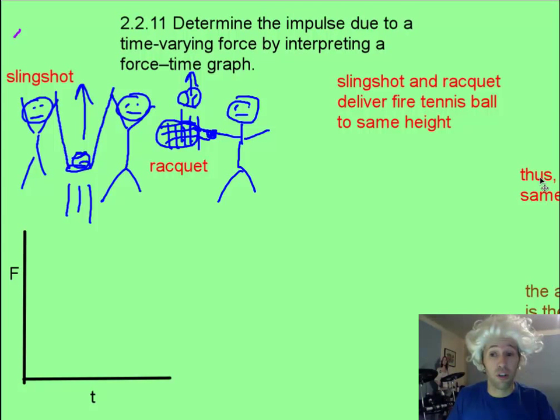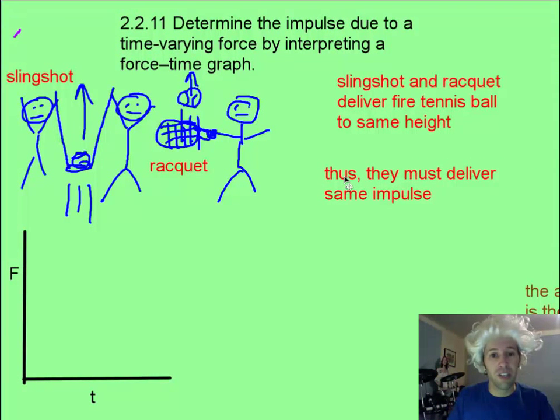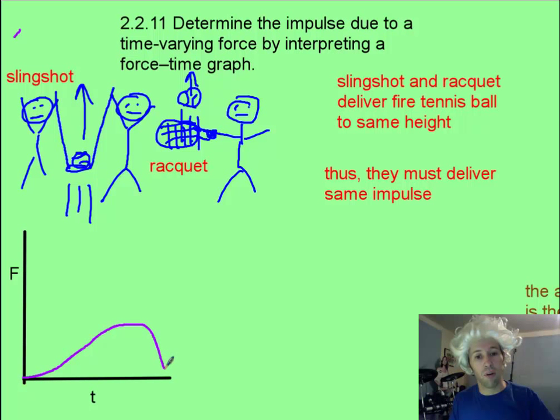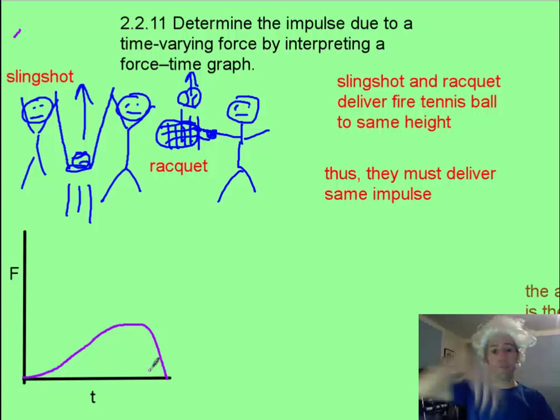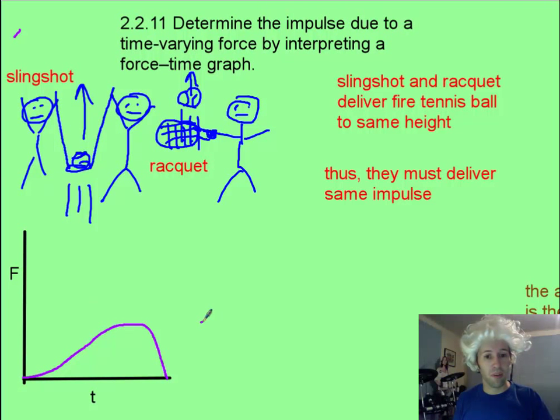So if the tennis ball starts at rest, we can say that they deliver the same impulse. Now let's say that we're going to look at a graph of the impulse, or the force versus time, from the slingshot. And let's say that it starts relatively weak, and then it builds, and then it drops off quite steeply, that force, as the ball flies off the slingshot. So that's going to be for the slingshot.